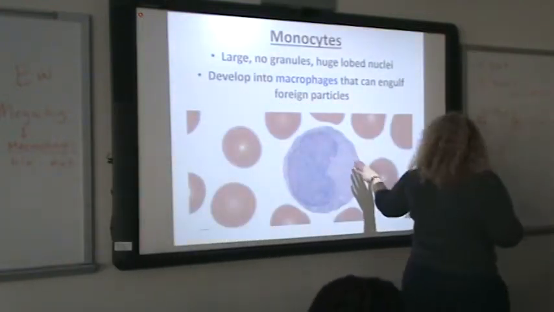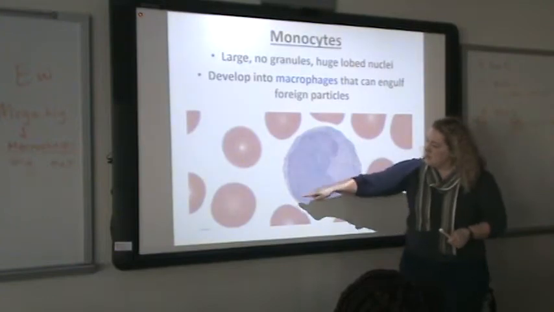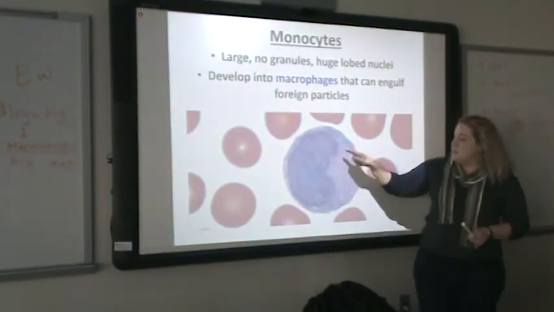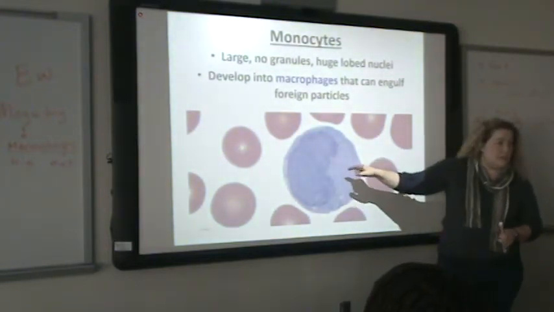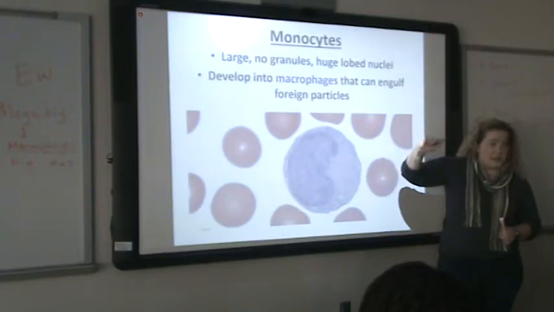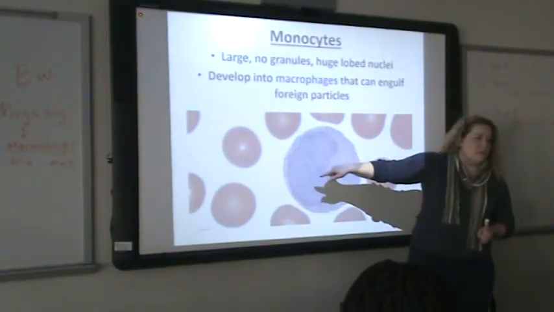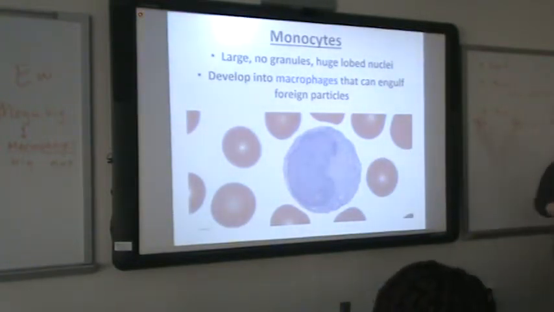These are pretty easy to spot on the microscope. They have this big lobed nucleus that looks like a bean. And they have a lot of cytoplasm, and they're really big. So these are the biggest. On the slides in lab, you want to look for the bean-shaped nucleus. That's how I recognize them. And they're not too hard to find.